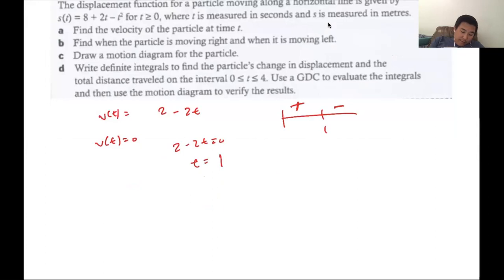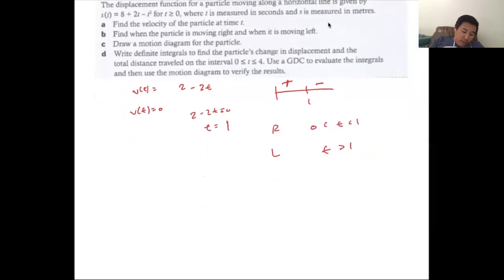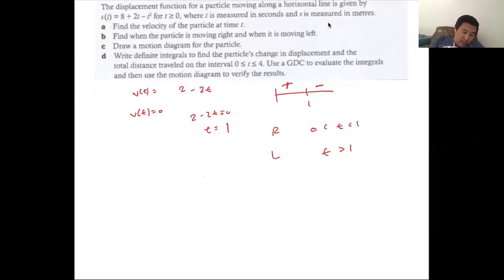Moving right from 0, moving left from, draw motion of particle for, plug in 0, you start at 8.